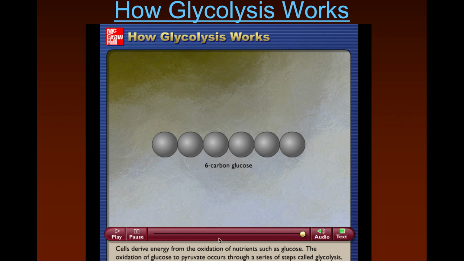So I know this video is on our Canvas page. I definitely encourage you to go look at that one. I'm not going to click on it here, but you're welcome to watch this process where a 6-carbon glucose molecule is partially oxidized through the process of glycolysis to yield 2 3-carbon pyruvic acid.